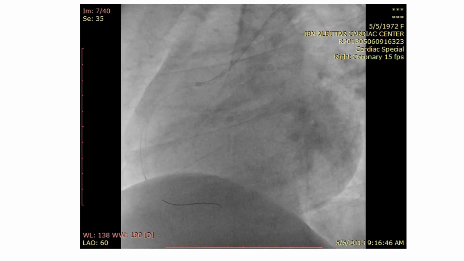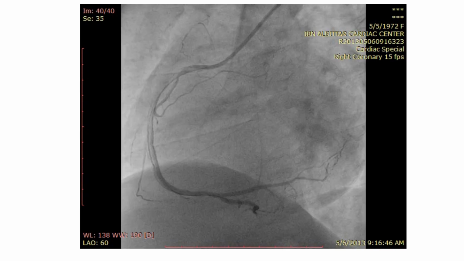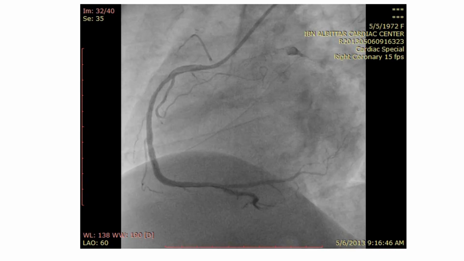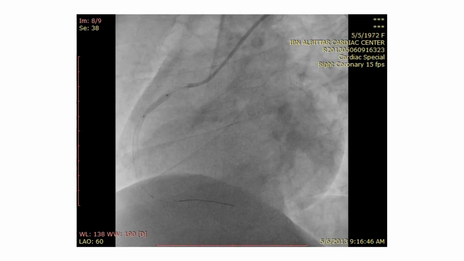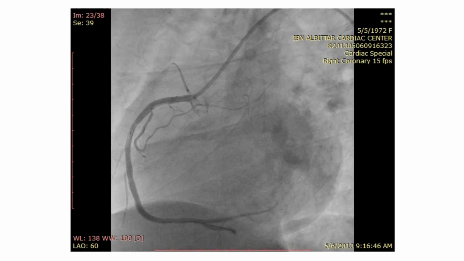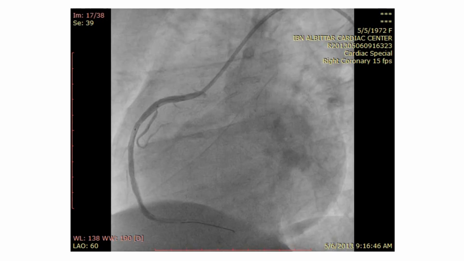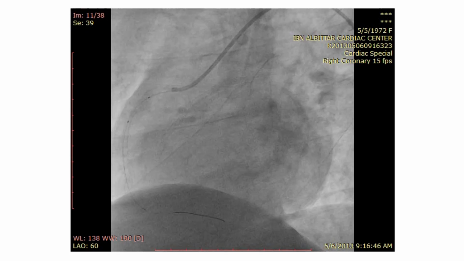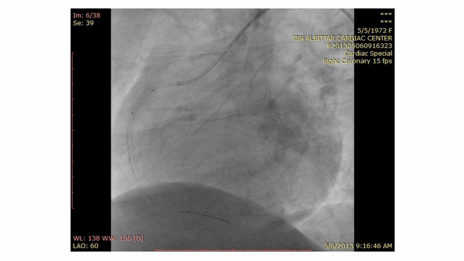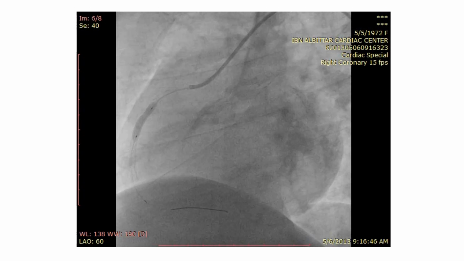Another stent was necessary proximally and was overlapped with the distal stent. And it's obvious that more post-dilatation is required and a higher inflation pressure was needed.